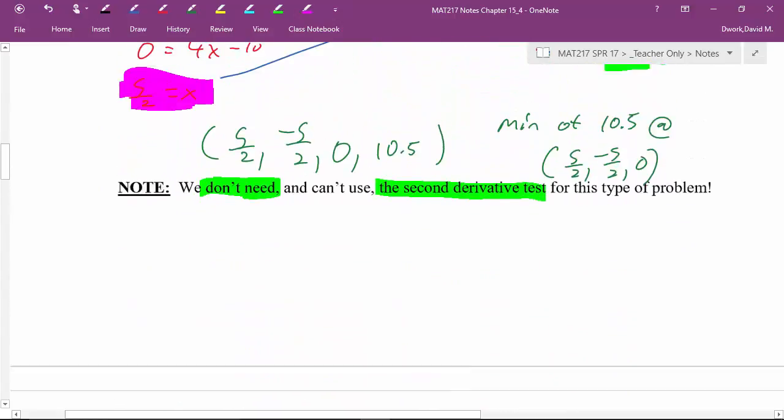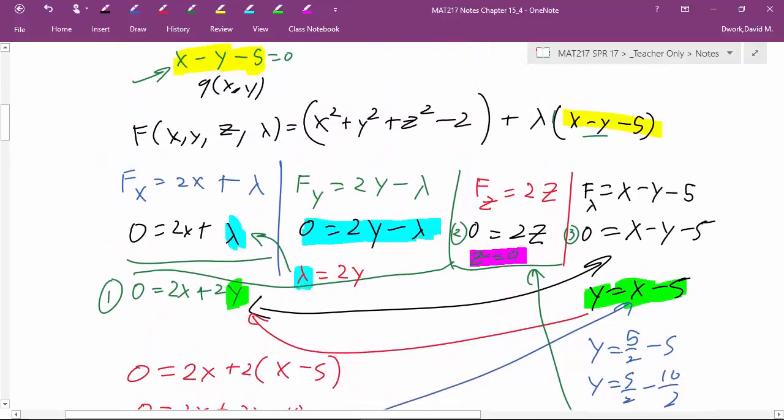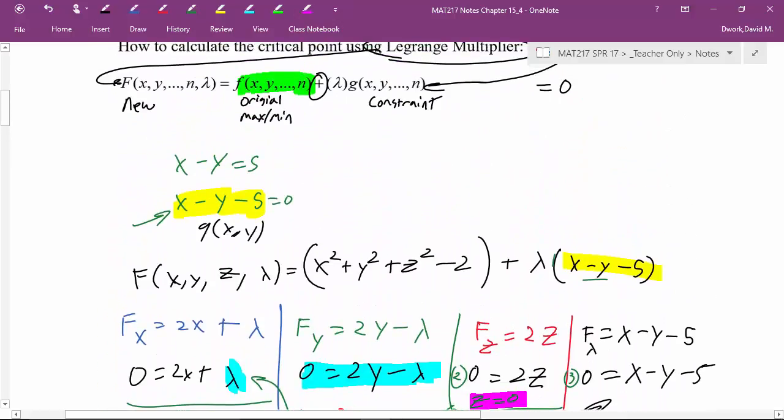Okay, so that's it. So the big idea, what is new about Lagrange multipliers? You set up your equation, and then you do 15.3, right? You just do your derivatives, set them equal to 0, and solve.